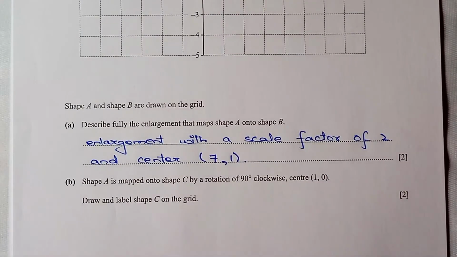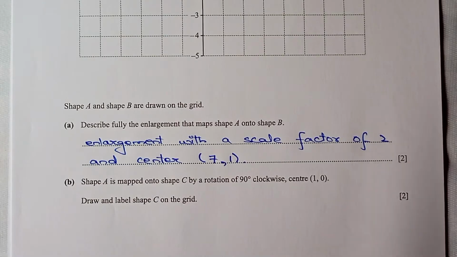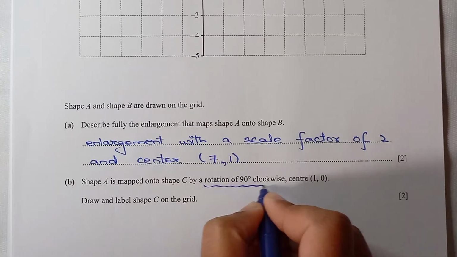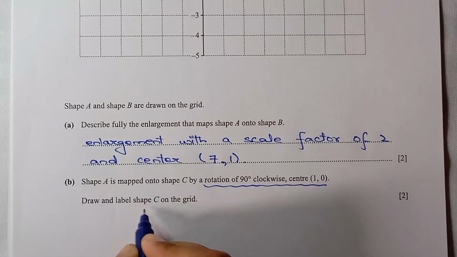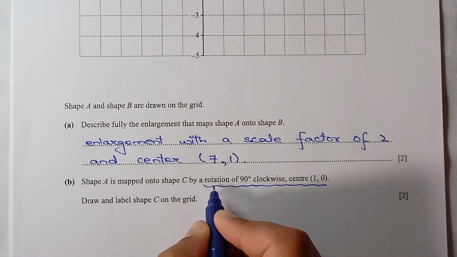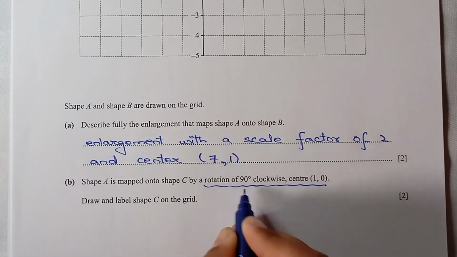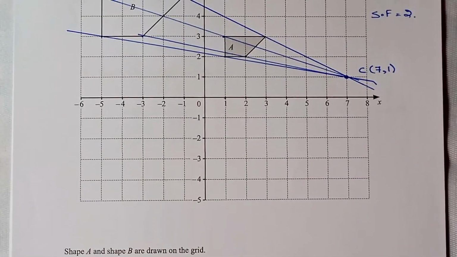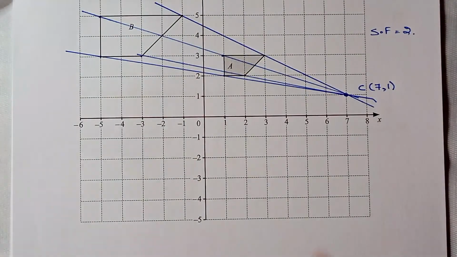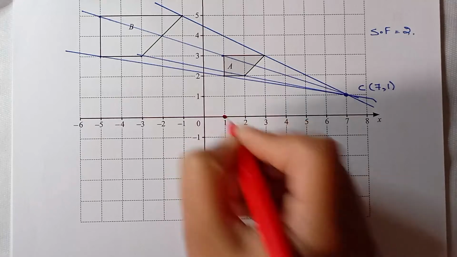Right. Now for the B part, shape A is mapped onto shape C by a rotation of 90 degrees clockwise, center (1, 0). Draw and label shape C on the grid. So we need to rotate shape A 90 degrees clockwise about the center (1, 0). First we need to find the center, where is (1, 0). So x is 1 and y is 0. So this is the center.